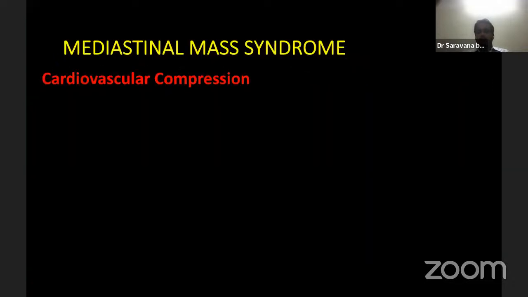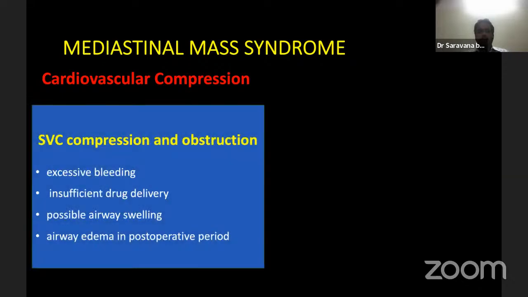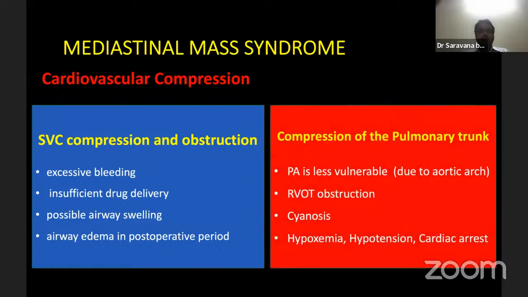And coming to the other part of the mediastinal mass syndrome, the cardiovascular compression. It may occur as an SVC compression and obstruction. During surgery, it may cause excessive bleeding and, as I already told, insufficient drug delivery if you have the lines in the upper limb or the neck, and possible airway swelling due to venous edema of the vocal cords and the upper airway, and also compression of the pulmonary trunk.